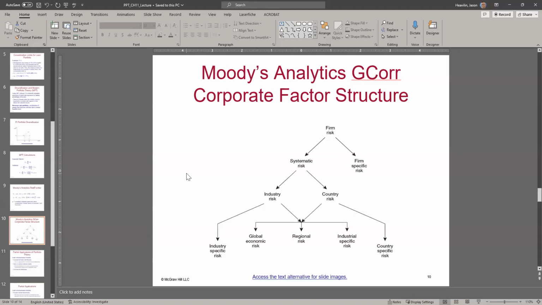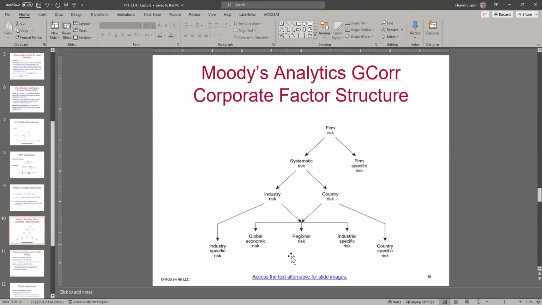Now here's a breakdown of total risk, and then separated between the systematic and the firm specific risk. So when they say firm risk, they're really talking about total risk of the firm, which is a combination of the systematic risk portion and the firm specific risk. When you add these two together, you get total risk. Now remember, this part can be diversified. This part cannot.